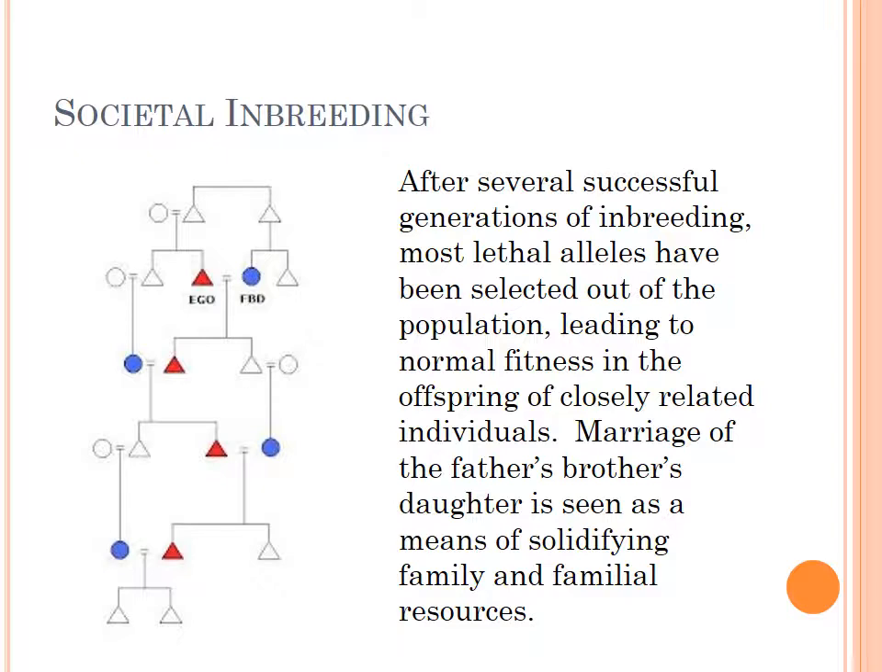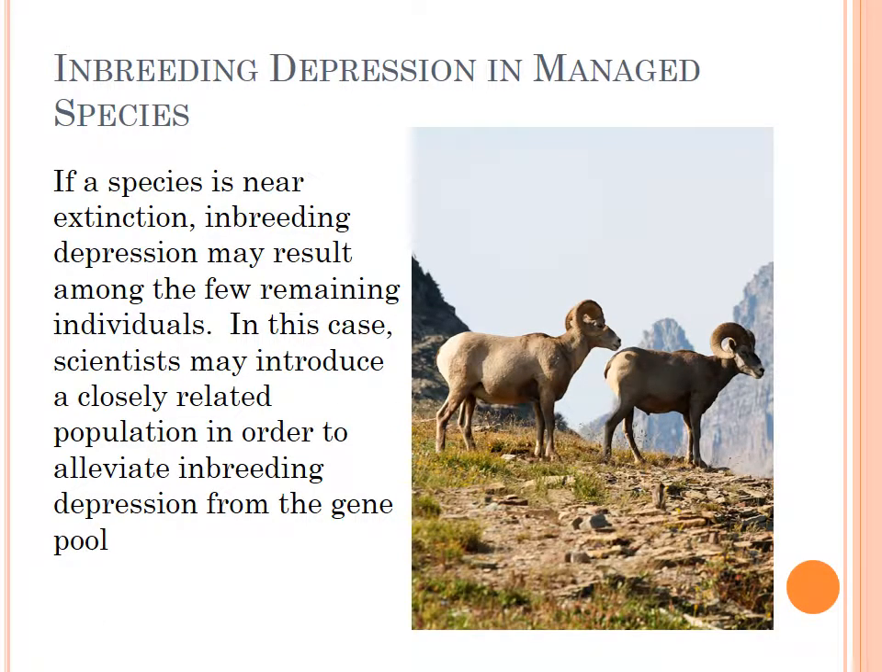So that's societal inbreeding. Here's the thing, though, with societal inbreeding. Just one generation of random mating, one generation of outbreeding, one generation of mating with somebody from somewhere else screws up the whole thing. You start the clock over again. They've brought in new lethal alleles, and you have to go for another several generations before those lethal alleles are bred back out.